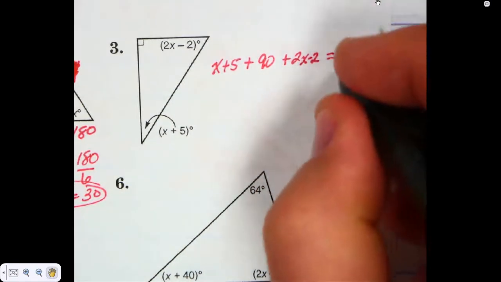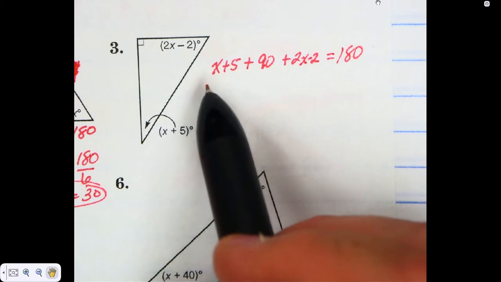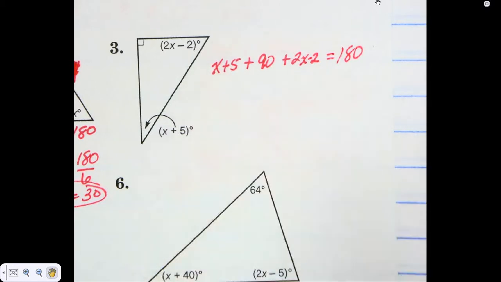180. Now, don't get all flustered, because if you guys will remember back in algebra, if it's a weird looking equation, there's probably something you need to do to it. Combine like terms. Combine like terms, simplify, multiply, do something.